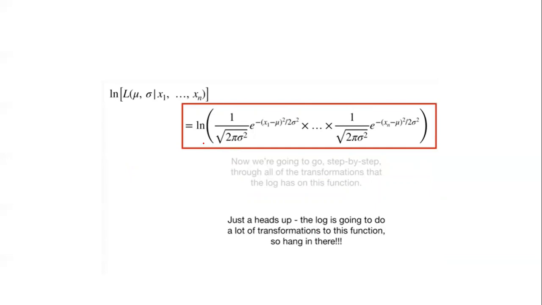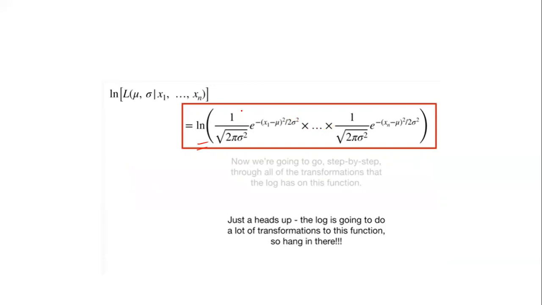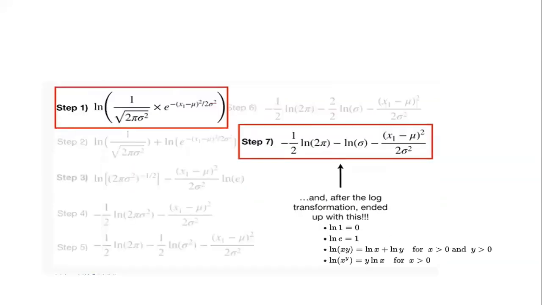So now when you take log on this, what happens? This entire thing becomes plus instead of multiplication. First let us take one term and see what happens when you take the log of this. Let us take this term alone: 1 by square root of 2 pi sigma squared and so on. So natural log of 1 by 2 pi sigma squared into e to the power minus (x1 minus mu) the whole square divided by 2 sigma squared.